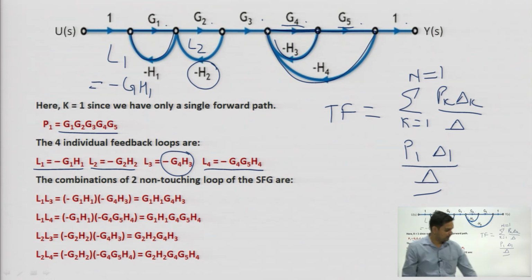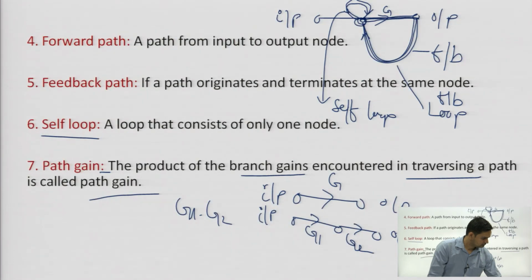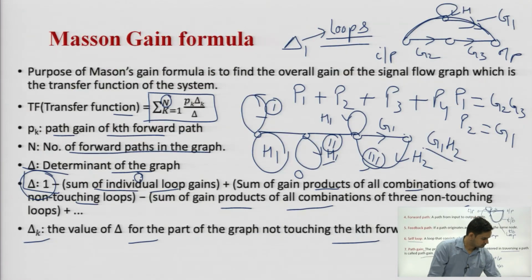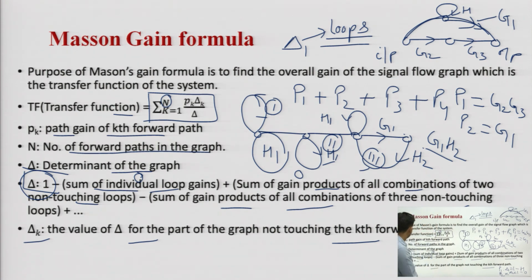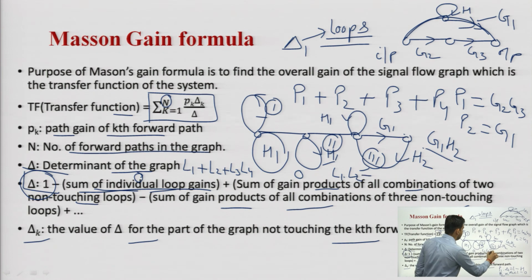Now, we have to remember the formula. It means the sum of all individual loop gains, so we will write here L1 plus L2 plus L3 plus L4. Then we have to determine whether there is any non touching loop pair, and then we multiply their loop gains, so we may write L1 dot L2 plus L3 dot L4 if they exist. We will see in the example whether they exist or not.